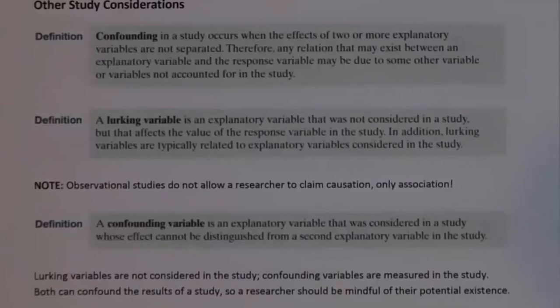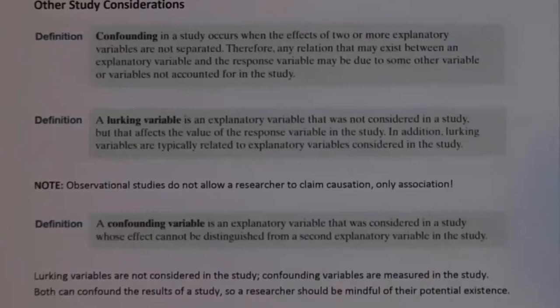We want to make sure that we take all variables into consideration. Note, observational studies do not allow the researcher to claim causation, only association. And that's a big deal. A lot of times, individuals want to be able to say, this causes that. And it may be that the explanatory variable causes the response variable. It may very well be true, but in an observational study, you can't really make that jump. Just because two things are associated, that does not necessarily mean one causes the other.